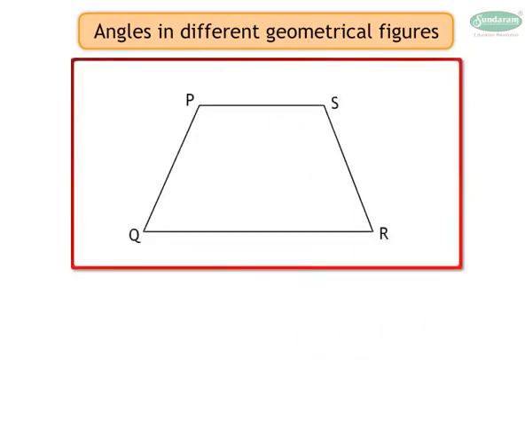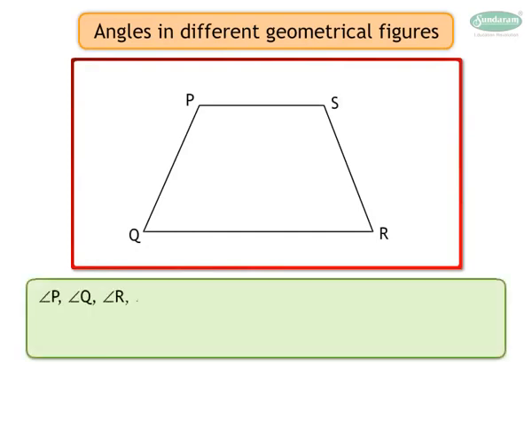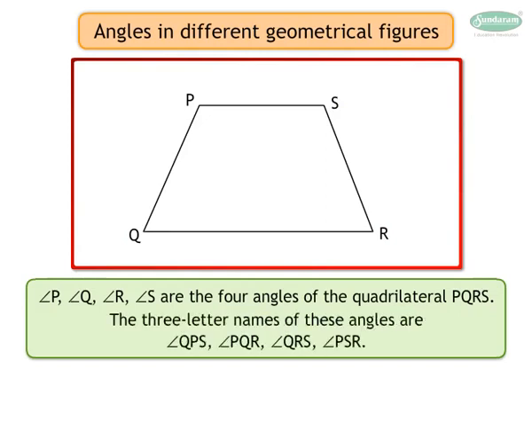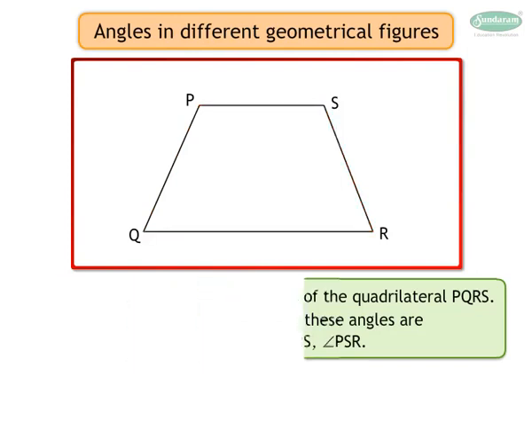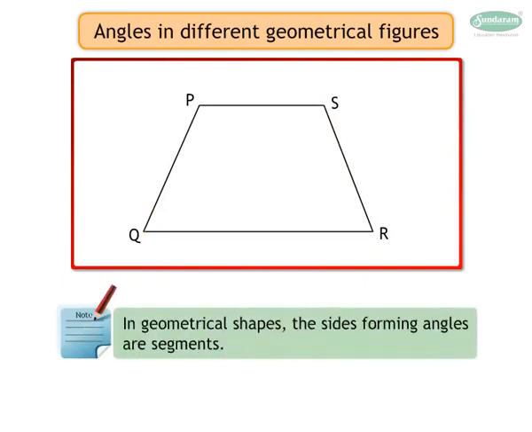Look at the figure of quadrilateral PQRS. Angle P, angle Q, angle R, angle S are the four angles of the quadrilateral PQRS. The three-letter names of these angles are angle QPS, angle PQR, angle QRS, angle PSR. Note: in geometrical shapes, the sides forming angles are segments.